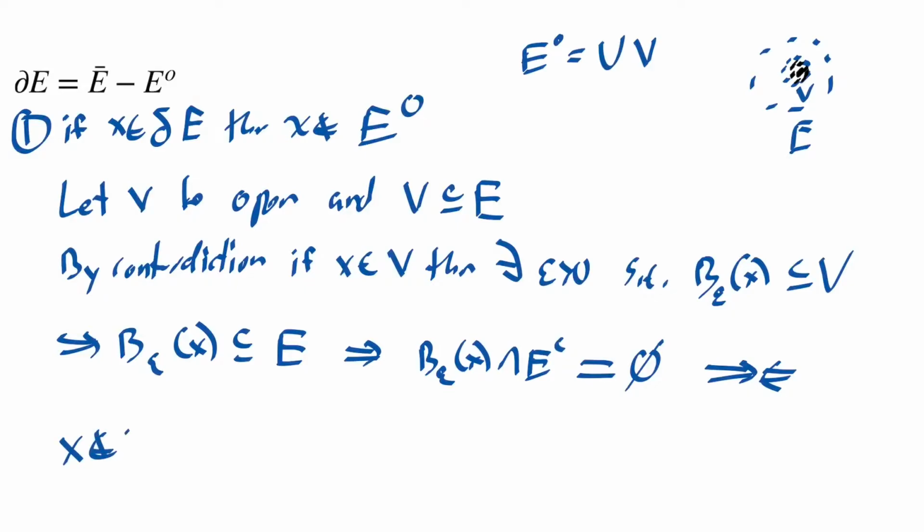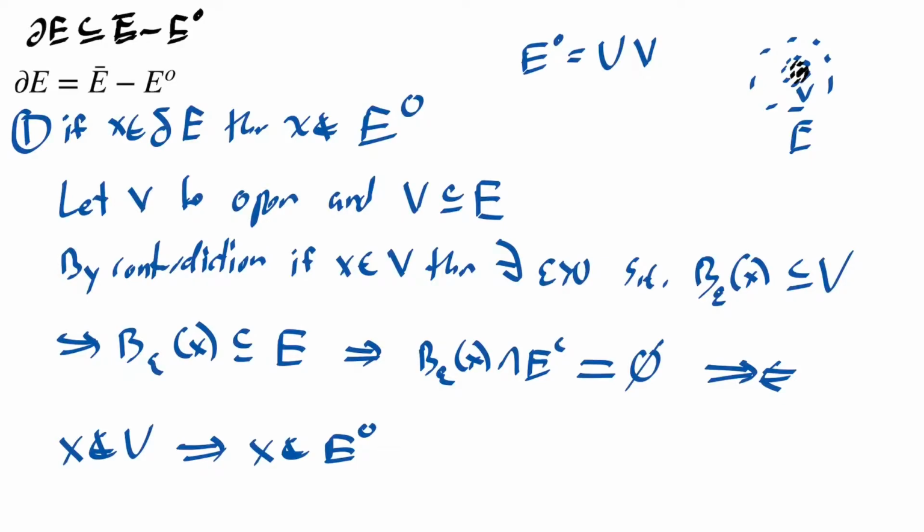So that means X must not be in this open set. But since this was an arbitrary open set, it's not in any of the open sets in E. That means X must not be in the interior of E. And so I've established this part, that the boundary of E is a subset of E closure minus E interior. And if I wanted, I could be more diligent and go tackle some other parts of the proof.